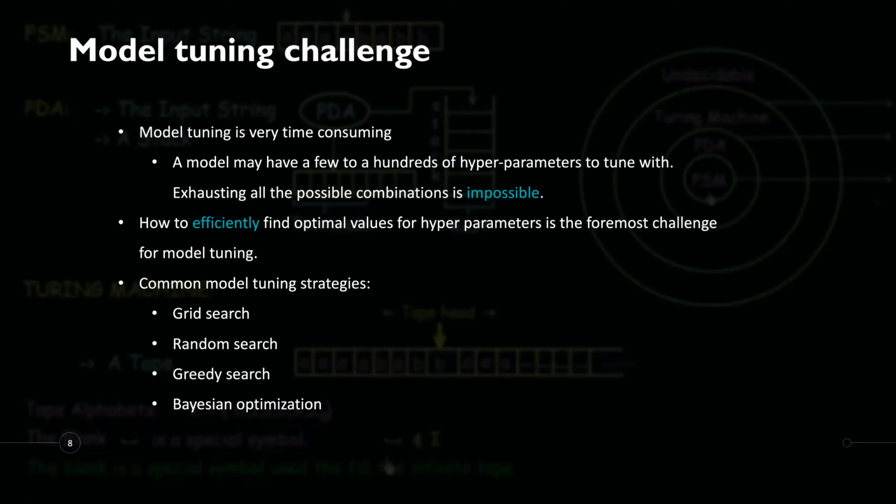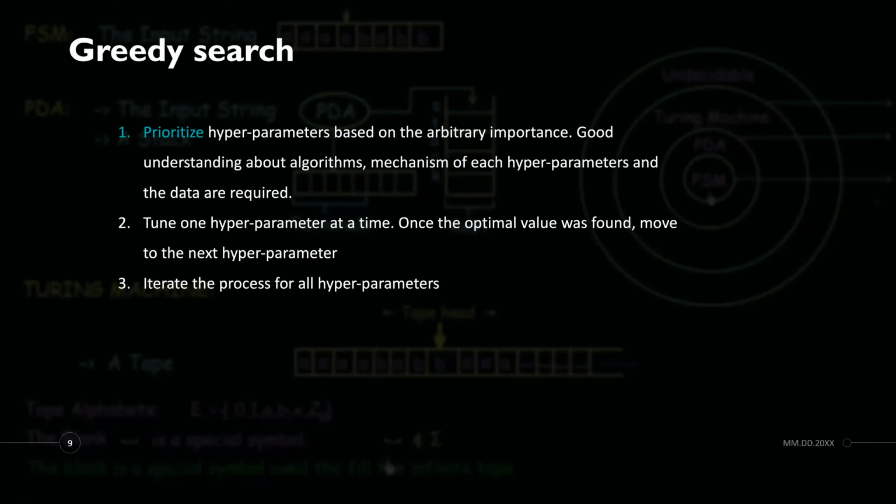And the third method is called greedy search. I will be covering it a little bit later. And the last one is Bayesian optimization, which is an automated process for finding the optimal values for hyperparameters. So let's first take a quick look at what greedy search is.